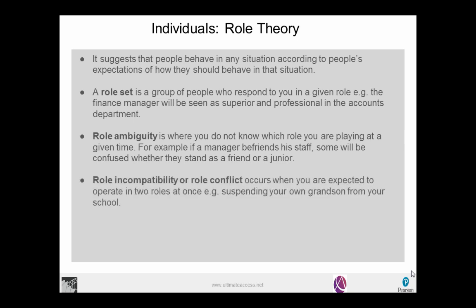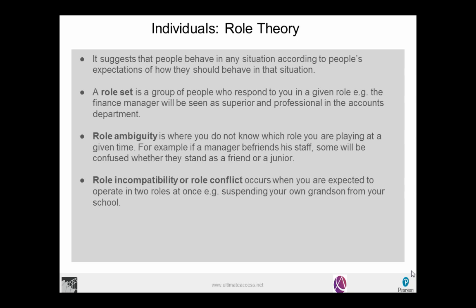Then role incompatibility or role conflict occurs when you are expected to operate in two roles at once. For instance, you are an owner of the school, but at the same time you have your grandson in your school, and you find that your grandson has been misbehaving, so you end up asking yourself, are you going to play the role of a grandmother or the role of the owner of the school? And you find yourself maybe suspending your own grandson from the school.